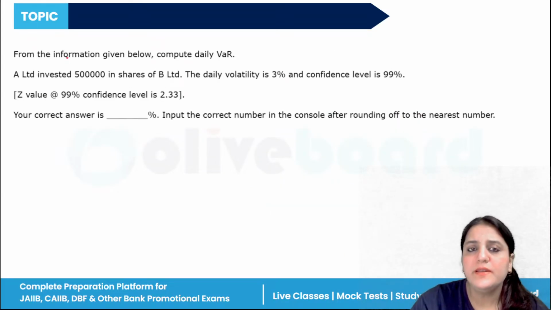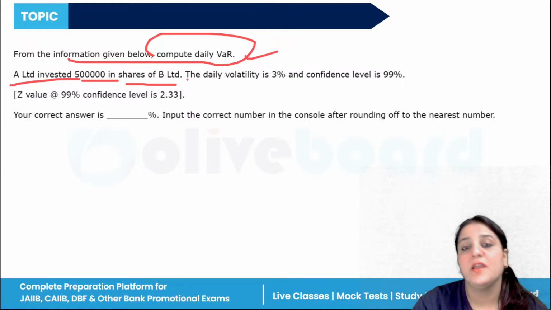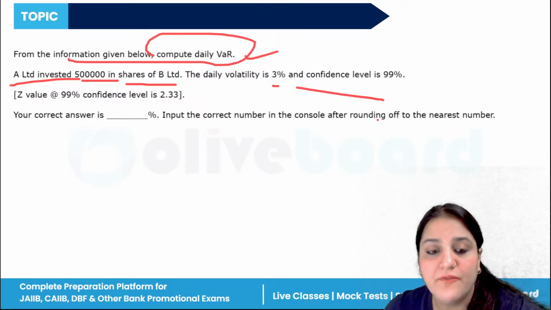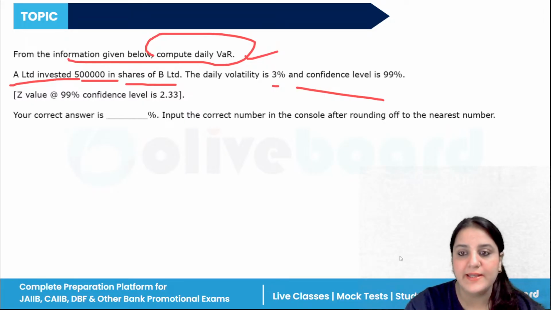From the given information we have to calculate the daily value at risk. A Limited invested this amount in shares of B Limited. The daily volatility is 3% and the confidence is 99%, then the Z value for that confidence level is 2.33 at 99%.